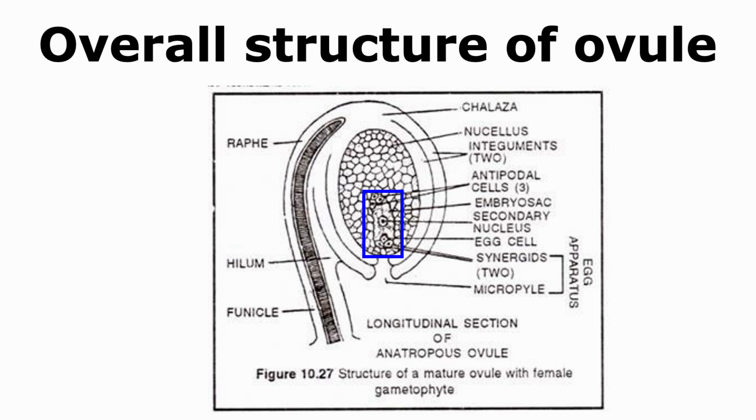Within the ovule is the haploid female gametophyte. At the end that is close to the micropyle are 3 haploid cells, which include 2 synergids and 1 egg cell. On the chalazial end are another 3 haploid cells, which are called the antipodal cells. In the middle, we have the secondary nucleus.